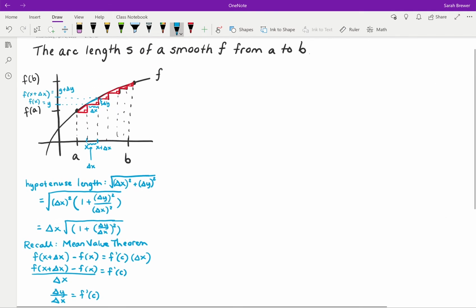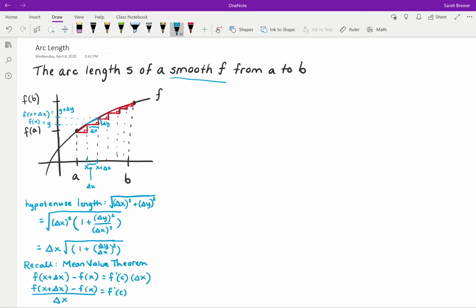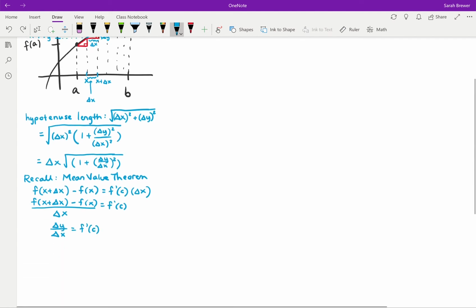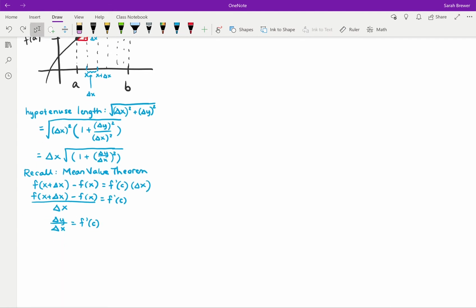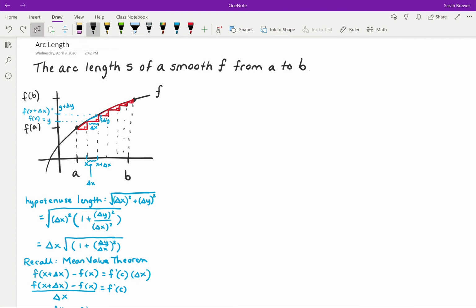And since we're requiring up here that we have a smooth function, the mean value theorem applies. So what I'm going to do is replace delta y over delta x with the derivative, and add all of these things up from a to b using an integral. So we get that our arc length is going to be the definite integral from a to b of the square root of 1 plus f prime of x, squared, dx.